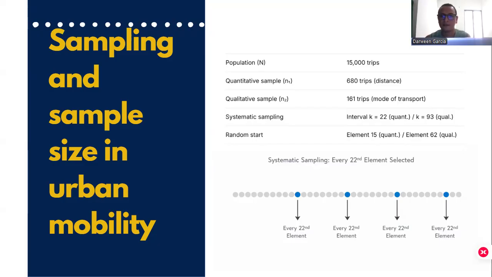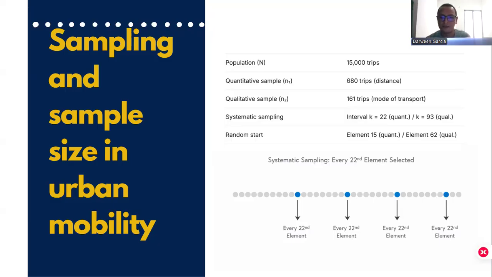In my exercise, with a population of 50,000 trips, I used a sample of 184 for the variable distance traveled, and 160 for the mode of transport.